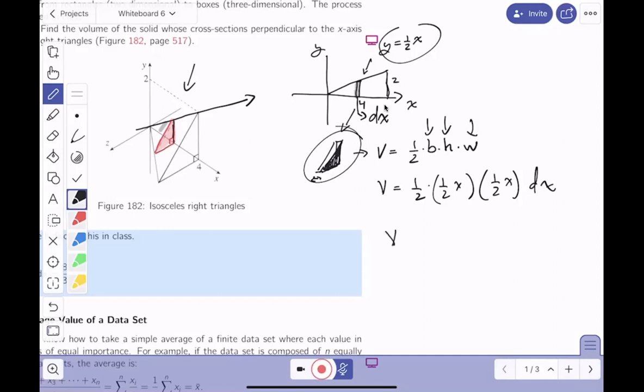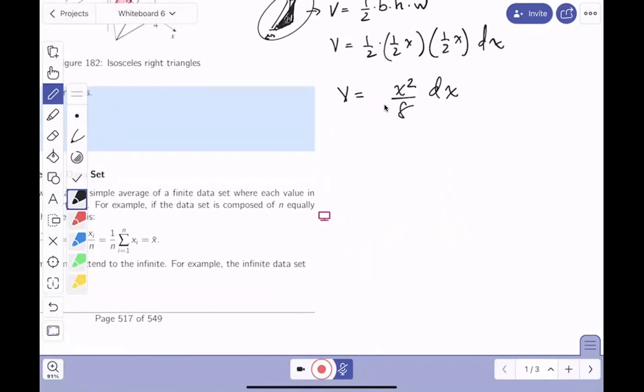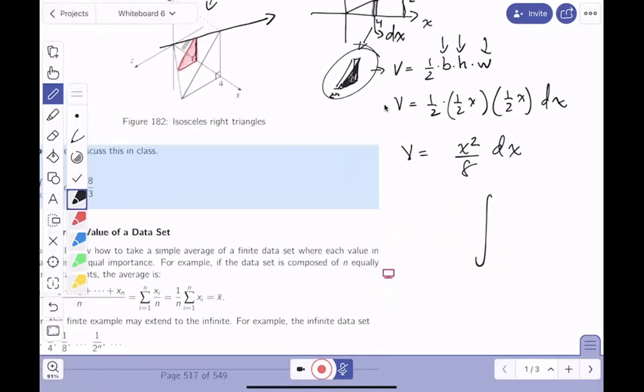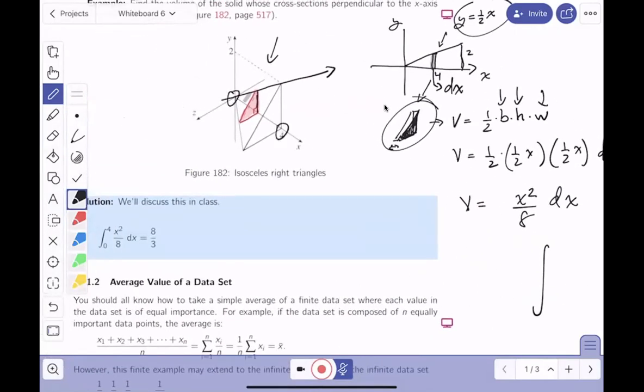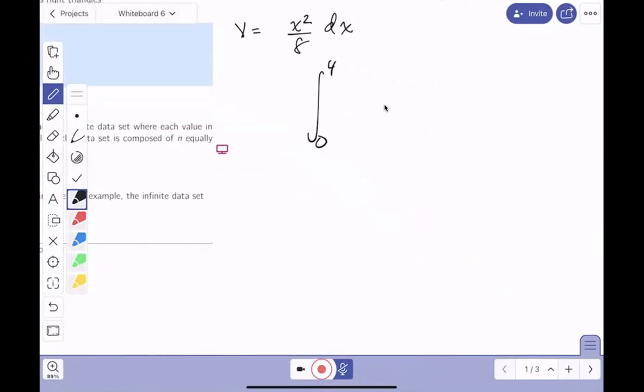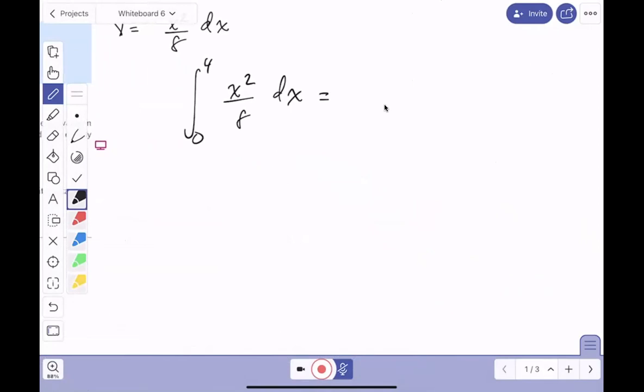Let's put that down. V, what's that going to be? x squared over 8 dx. What am I going to do now? Add those little boxes together from 0 to 4. I'm going to add all those little boxes together. And what do you get there? Well, I've got my integral. Let's put down the integration. You're going to get x cubed over 24, integration from 0 to 4.